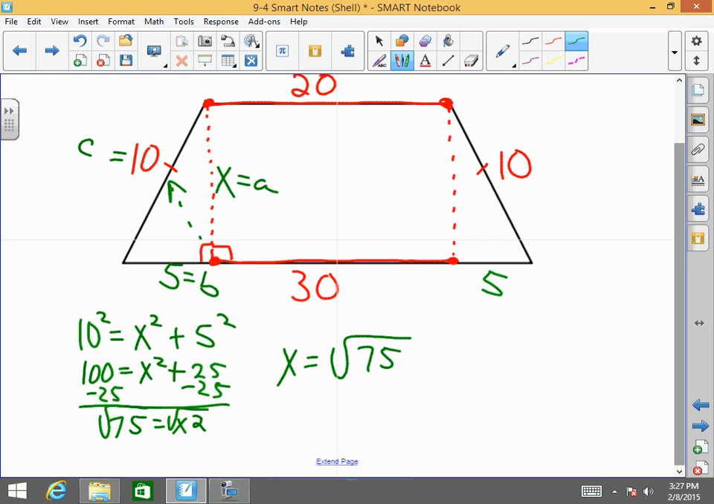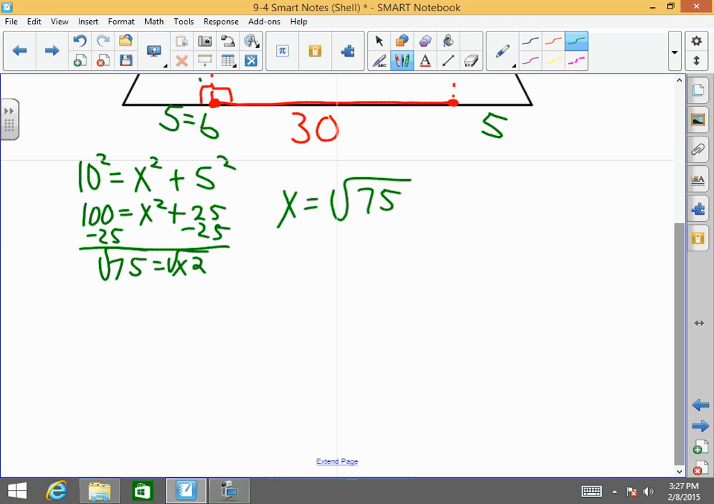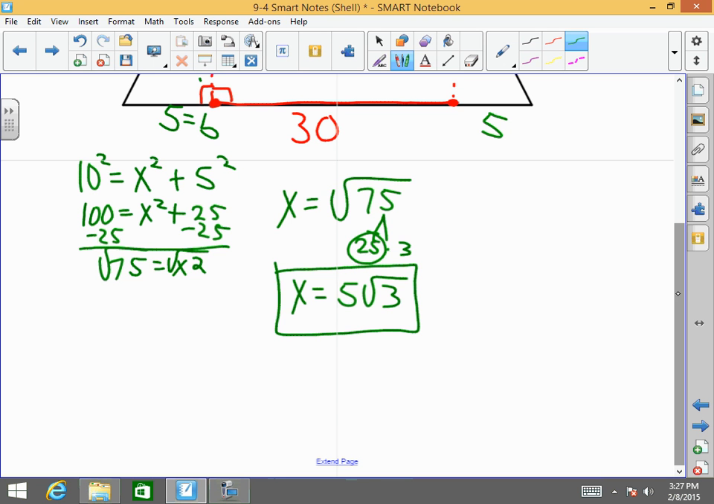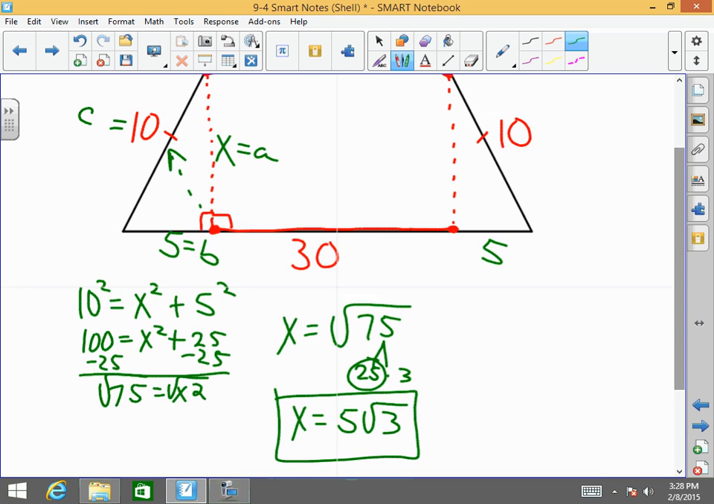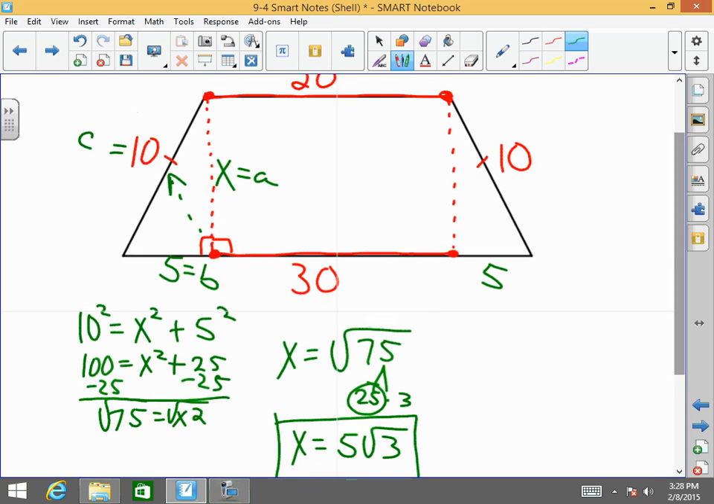Remember that we've already reviewed how to simplify radicals. 75, think of perfect squares. This is 25 times 3. The square root of 25 is 5 with a radical 3 left over. And that is the altitude x of this trapezoid. Okay? Hopefully you see how cool that is.